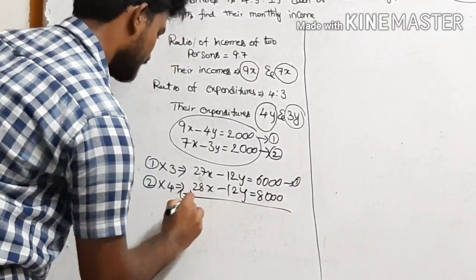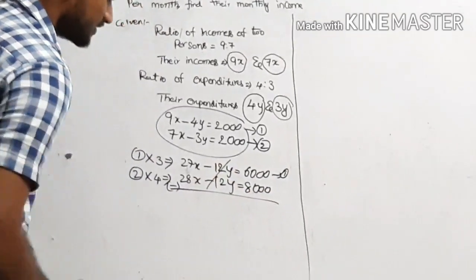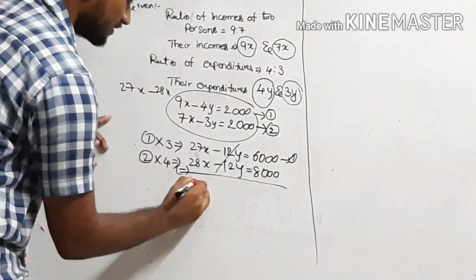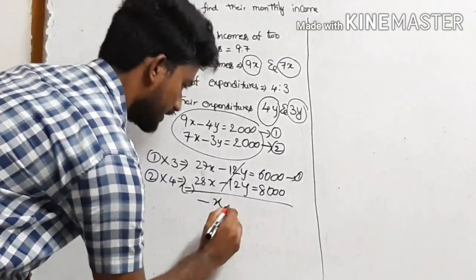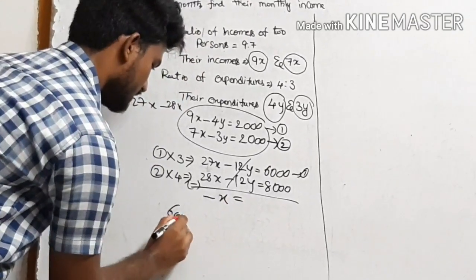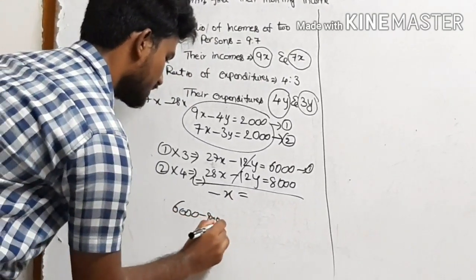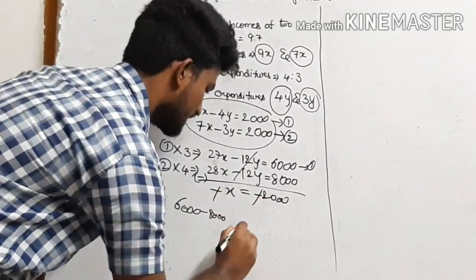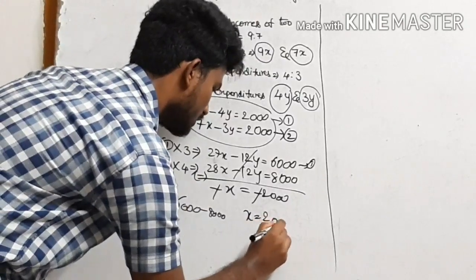By subtracting, the y terms both cancel. 27x minus 28x, that is minus x, equals 6000 minus 8000, that is minus 2000. Minus minus cancel, so x equals 2000.